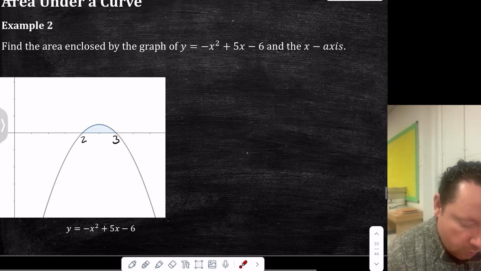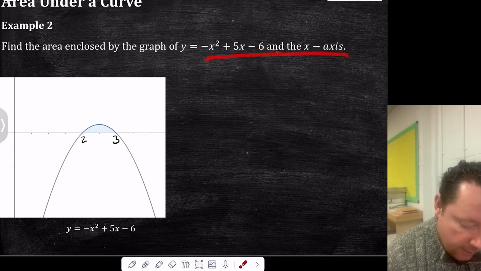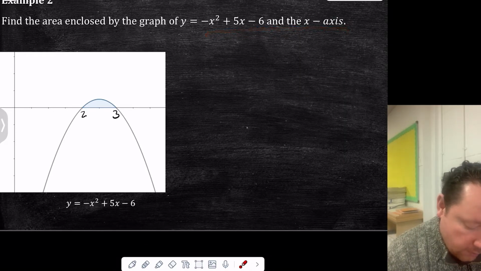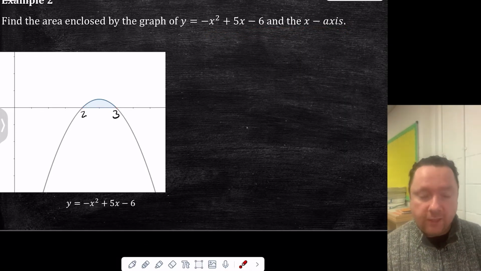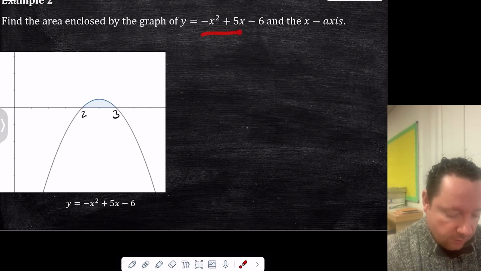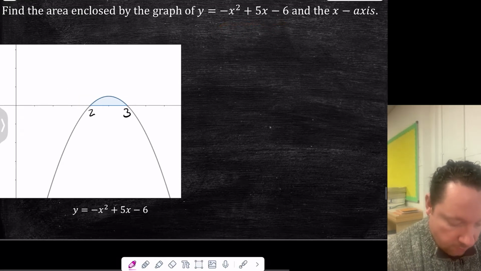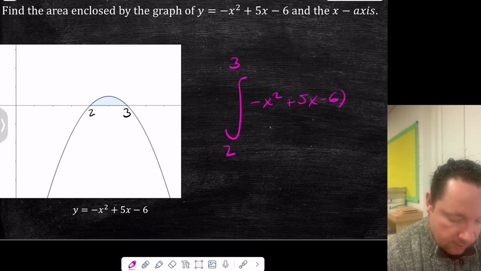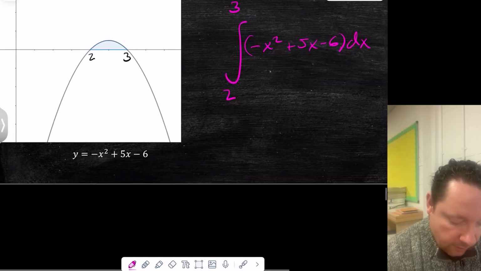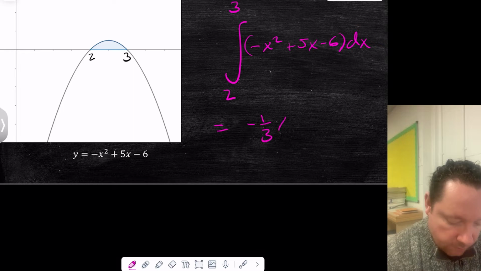Area under our curve example 2, find the area enclosed by the graph minus x squared plus 5x minus 6 and the x-axis. So we've got our limits of 2 and 3. Now you either told them or you could find it out because that would be the roots. So you can make that equal to 0 to find them. So it's just the integral between 2 and 3 of minus x squared plus 5x minus 6 dx. So we integrate that, that's minus a third x cubed plus 5 over 2 x squared minus 6x, and that's going to be between 2 and 3.